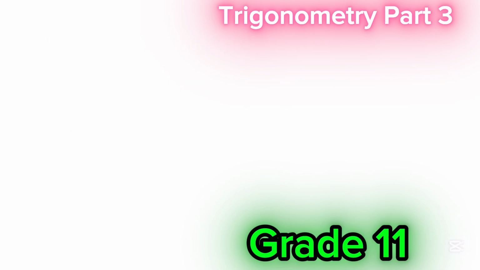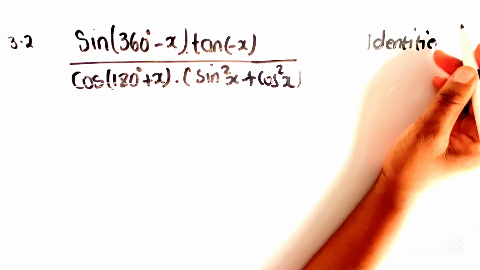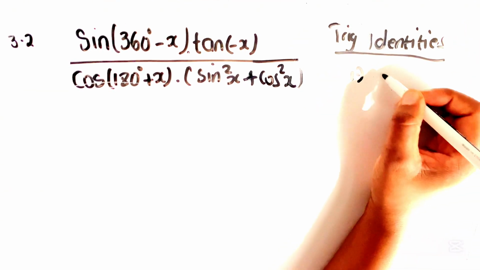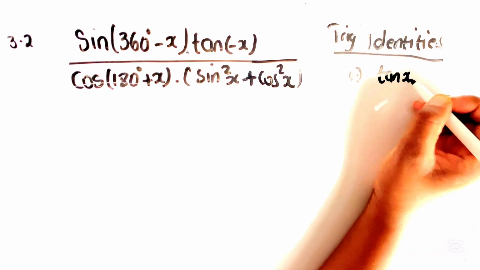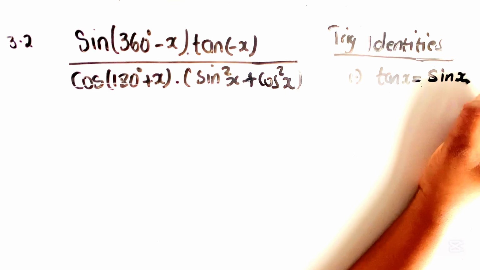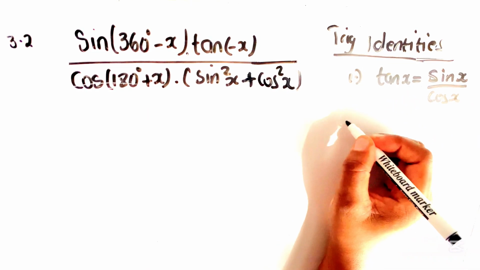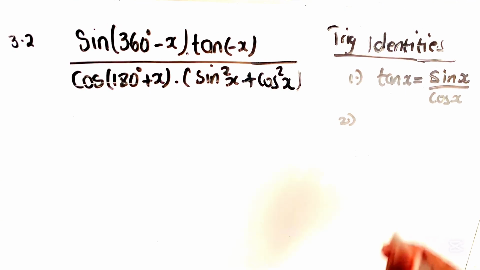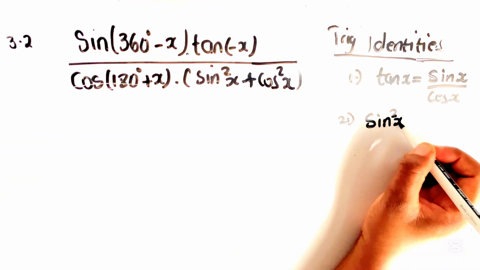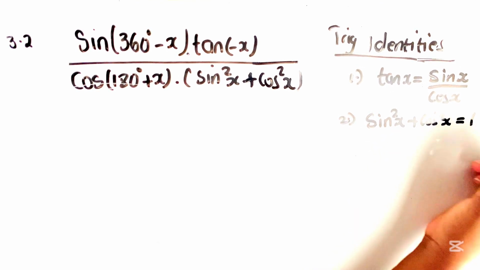In this kind of question, as we are simplifying, we have to apply the identities. So let's memorize the trig identities. You play around with the trig identities. The first is that tan of an angle is the same as sine of that angle divided by cos of the angle. And the second identity that we use is sine squared x plus cos squared x, which is the same as 1.